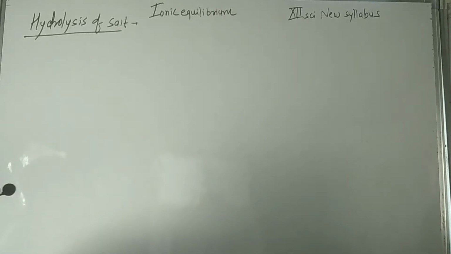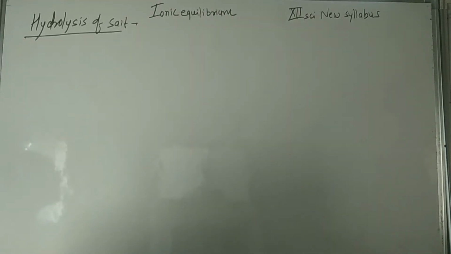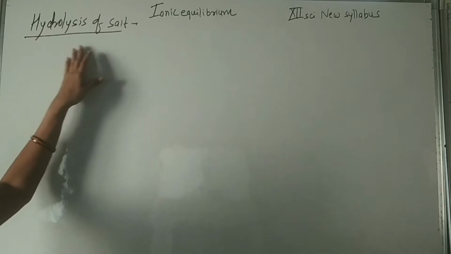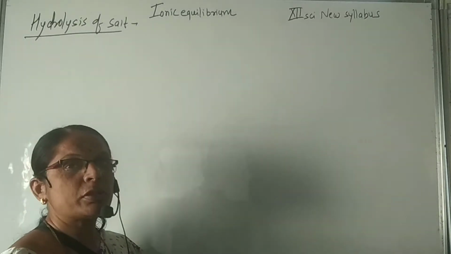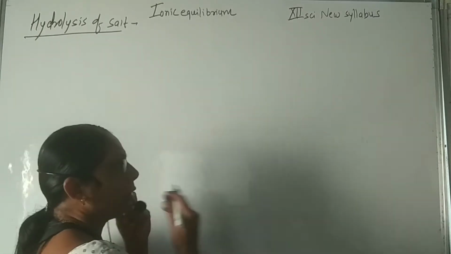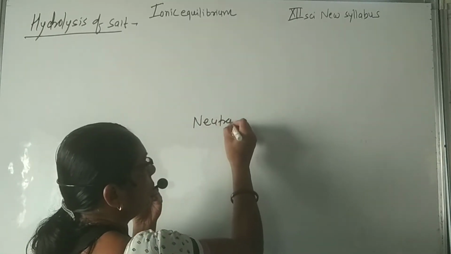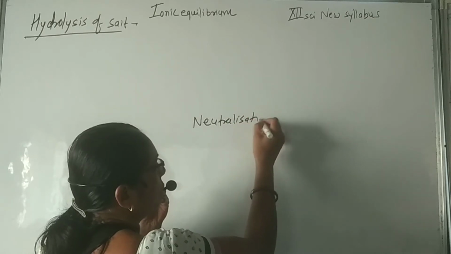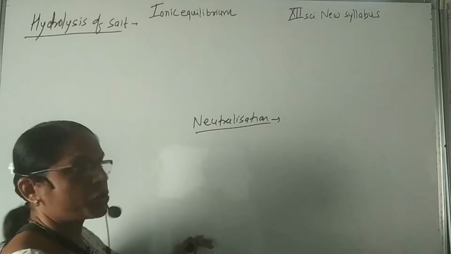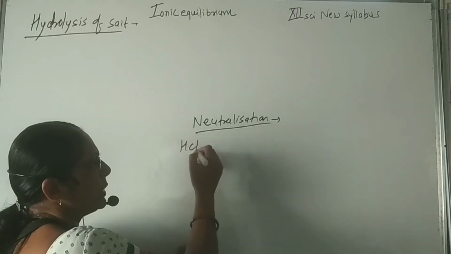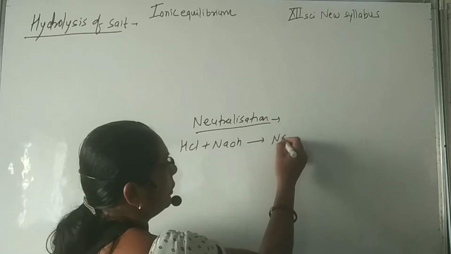Hello students. Today we are discussing the next topic from ionic equilibrium, that is the hydrolysis of salt. When you consider the hydrolysis of salt, we know the process of neutralization. So what is neutralization? Neutralization is a process in which acid reacts with base, giving rise to salt and water.